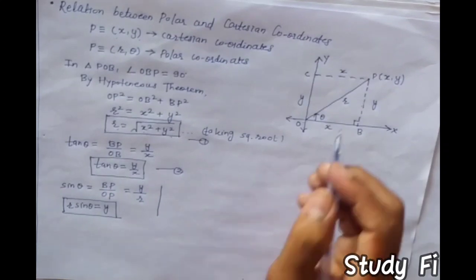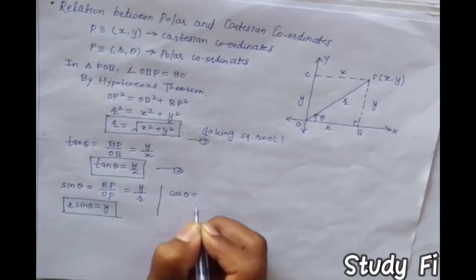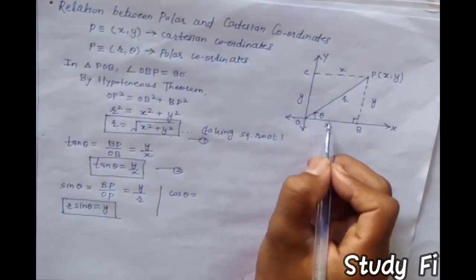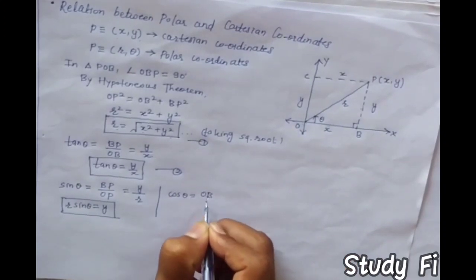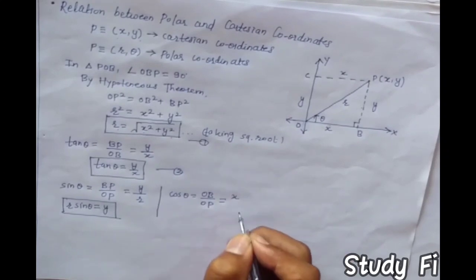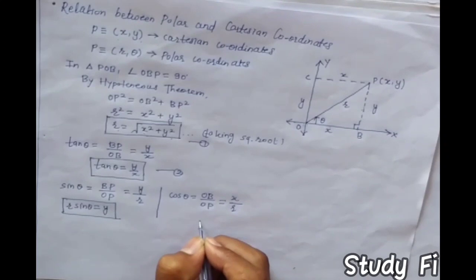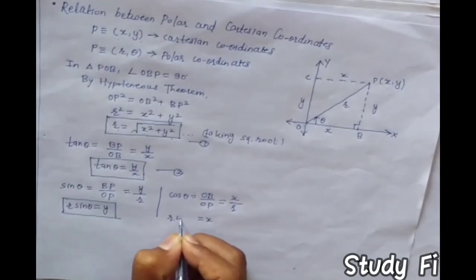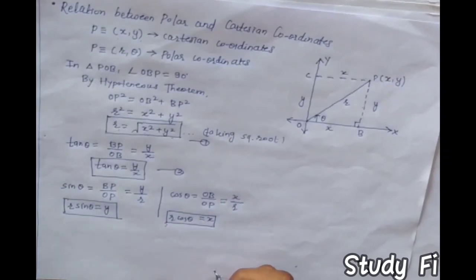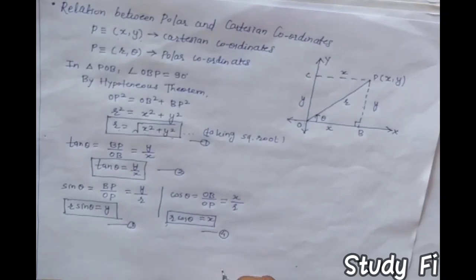Similarly, in the same triangle OBP, cos theta is what? It is the ratio of the adjacent side, which is OB, to the hypotenuse. The hypotenuse is OP. So OB is x, and OP is r. Therefore x is equal to r cos theta is obtained. Let's say this is equation 3, this is equation 4.